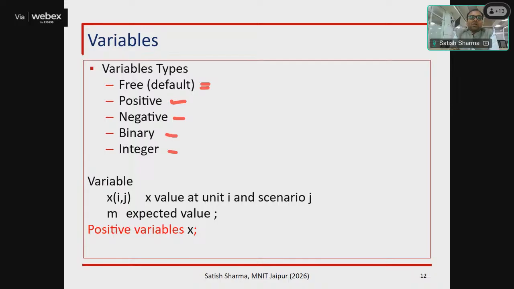So how can we define it? Initially, if you define certain variables like x and m, the default definition is free variable. So x will be free, m will also be free. Then we have to mention whether they are positive, negative, binary, or integer variables. This is how we can define it: positive variables x. It means now x will only be a positive variable. It is no longer free. So first we define all of these variables as free variables, and then we can define them as either positive or negative. You can also directly define x as a positive variable as well.